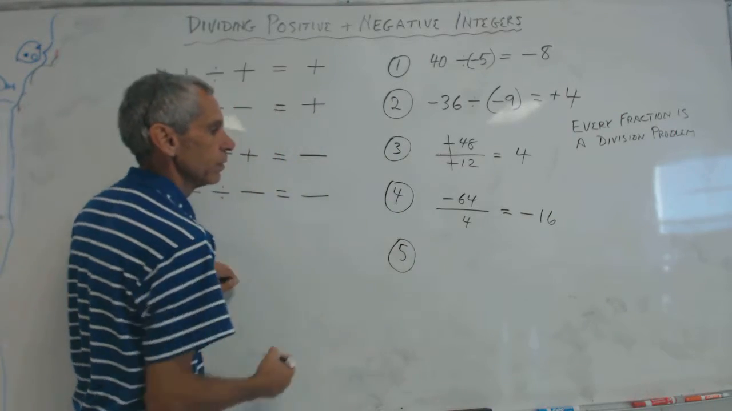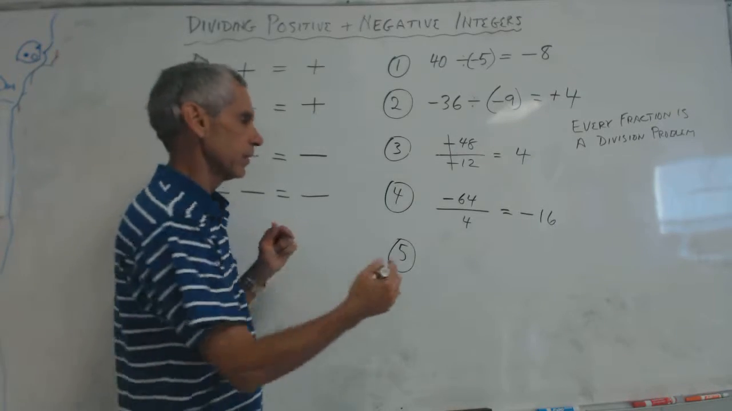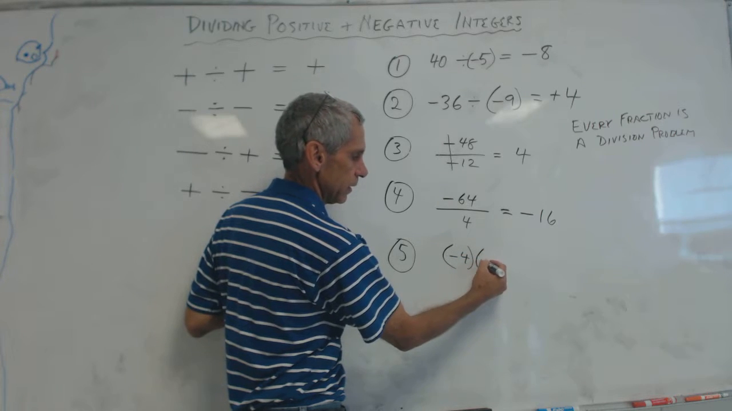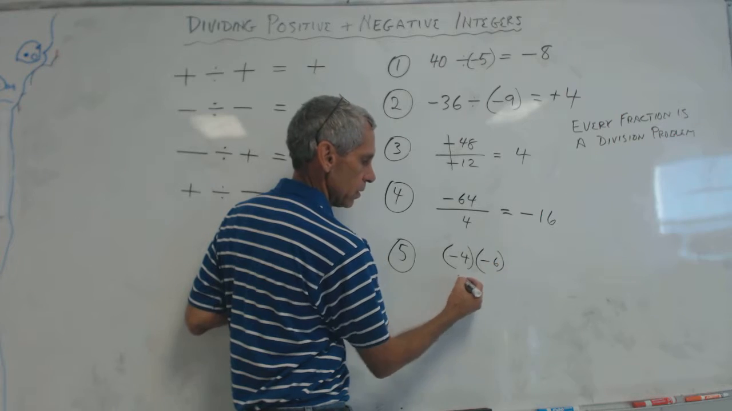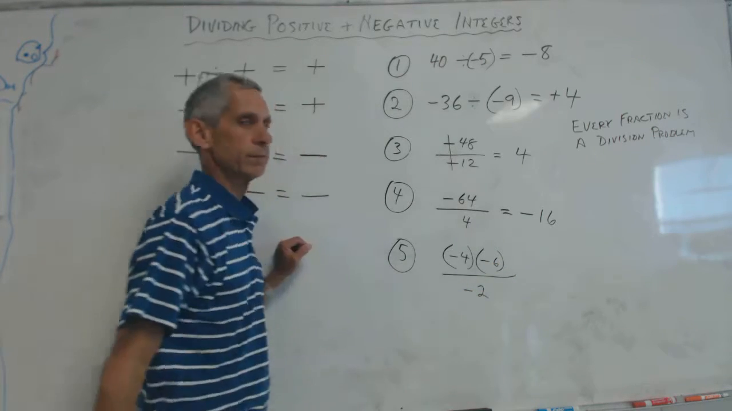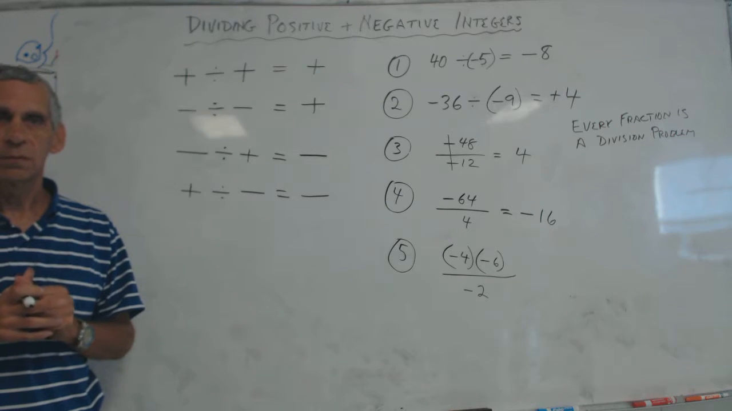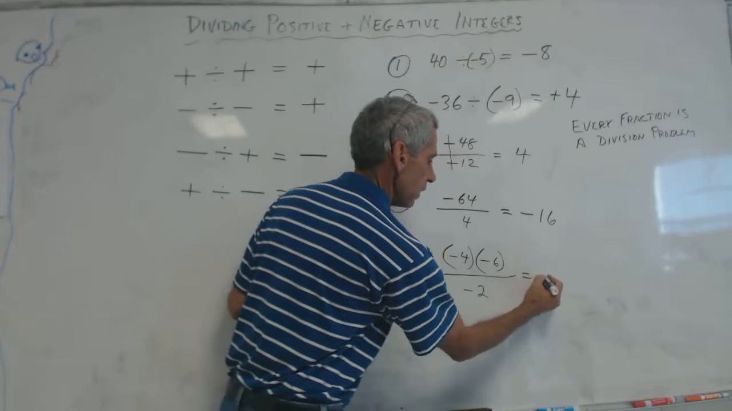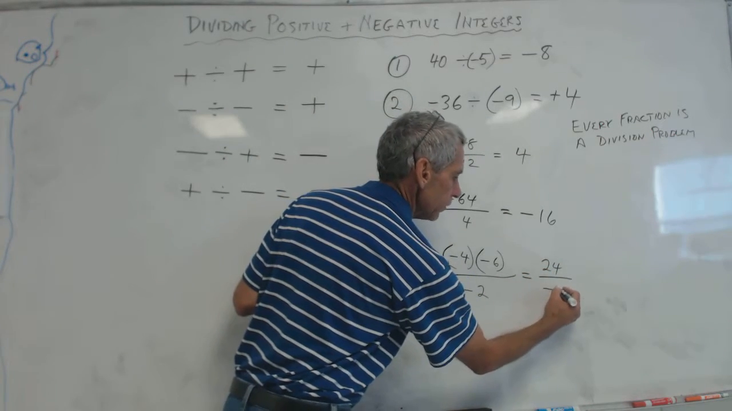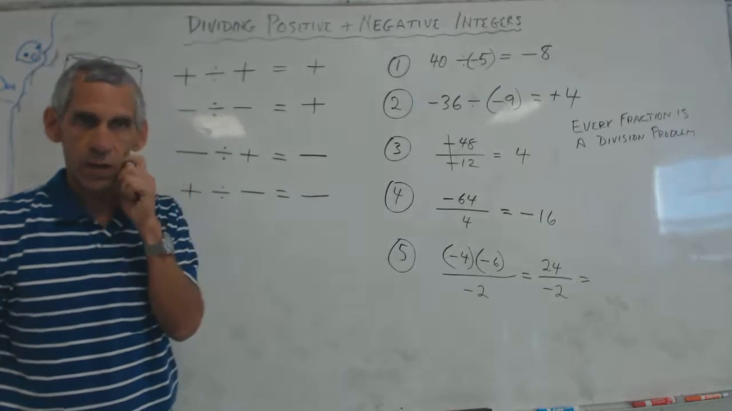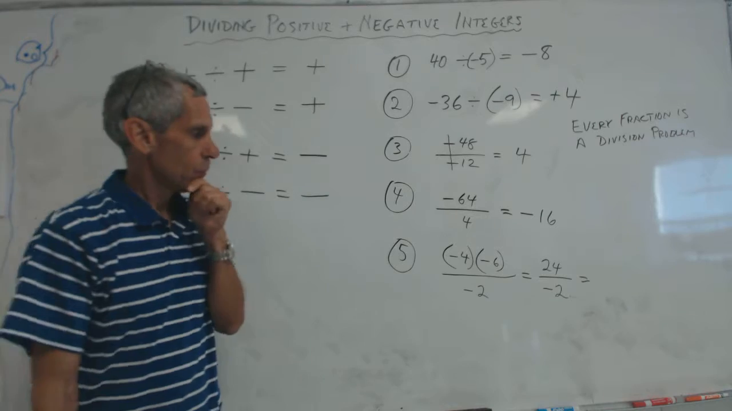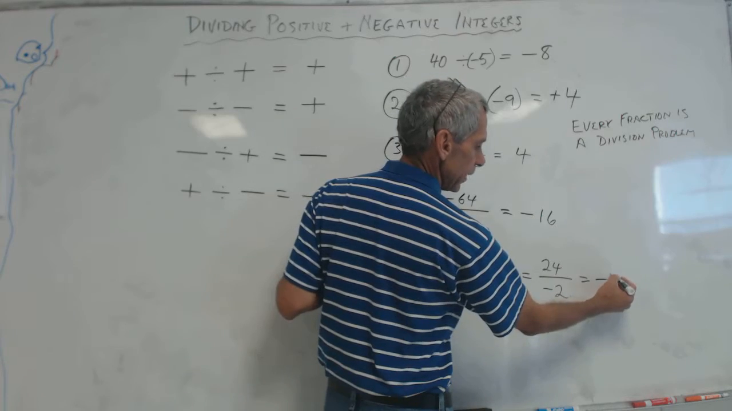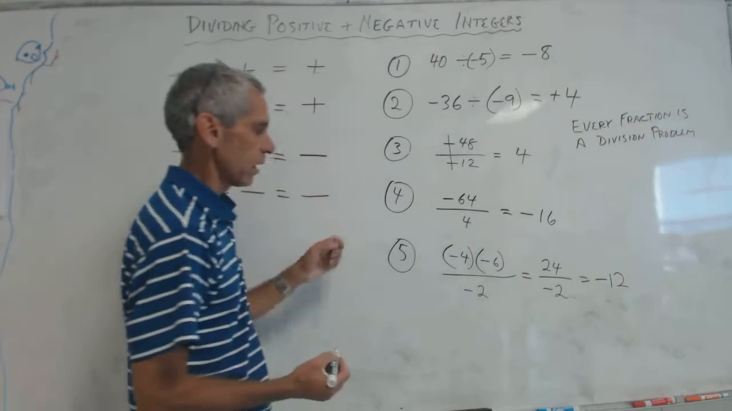And then 5. But sometimes, what if I gave you something like this? Negative 4, parenthesis, negative 6, over negative 2. So what would I do? You multiply negative 4 by negative 6. Okay, and what would I get? Positive 24. I would get positive 24 over the negative 2. And then you divide 24 by 2, which is 12. Negative 12. Positive divided by negative, so it's negative 12. Exactly. Good job. Excellent.